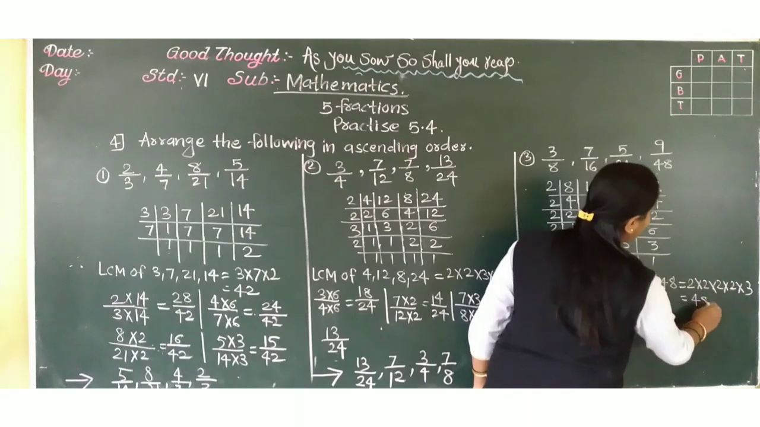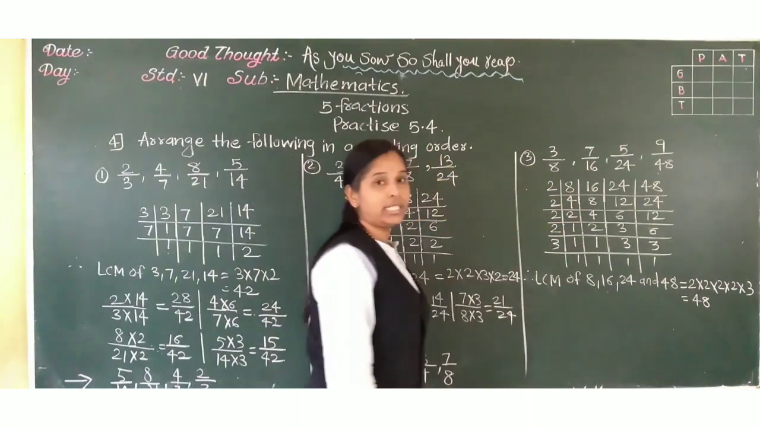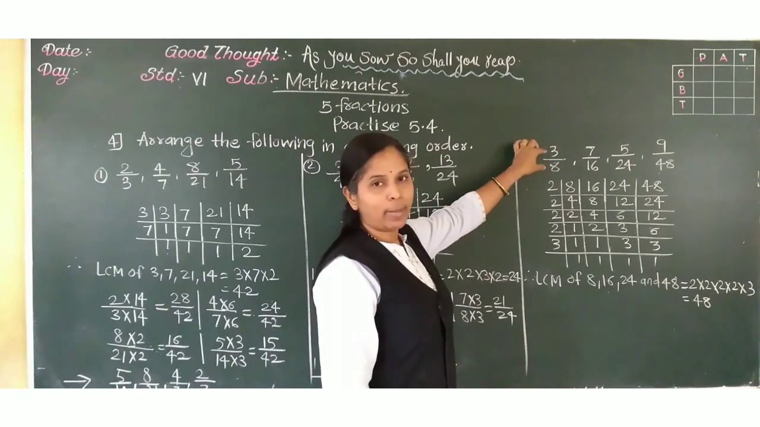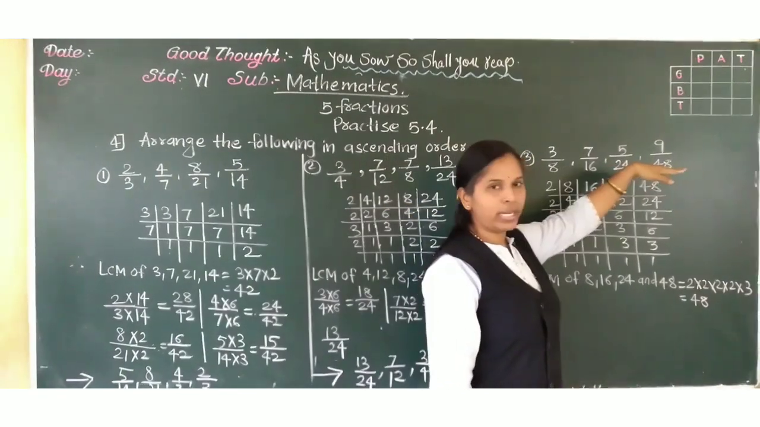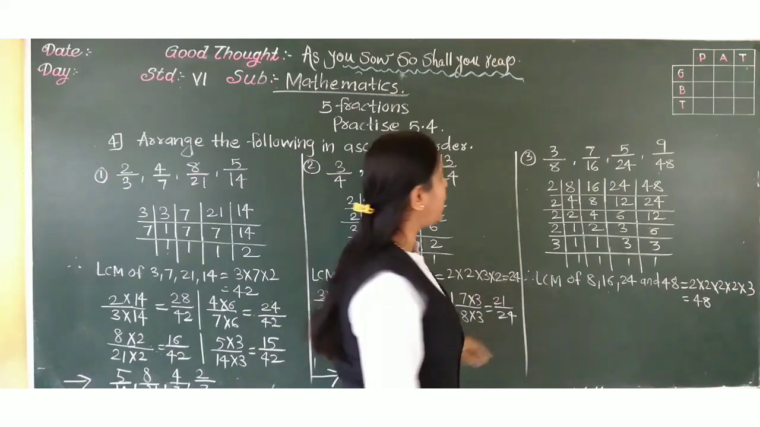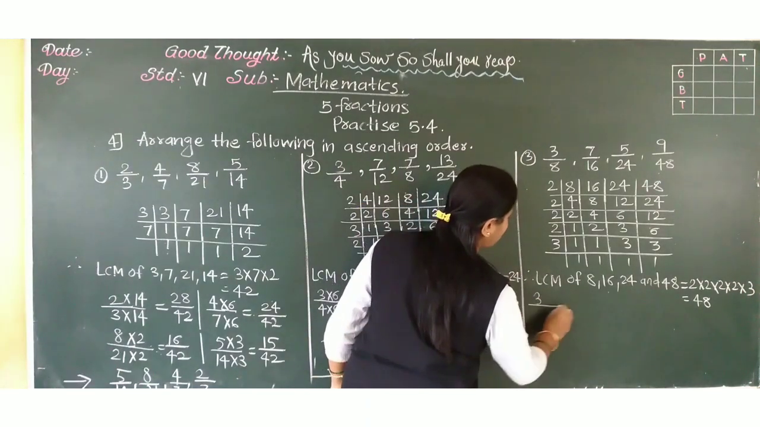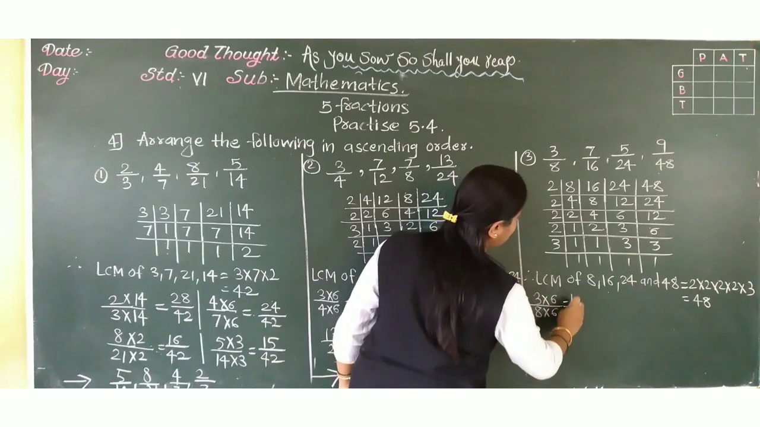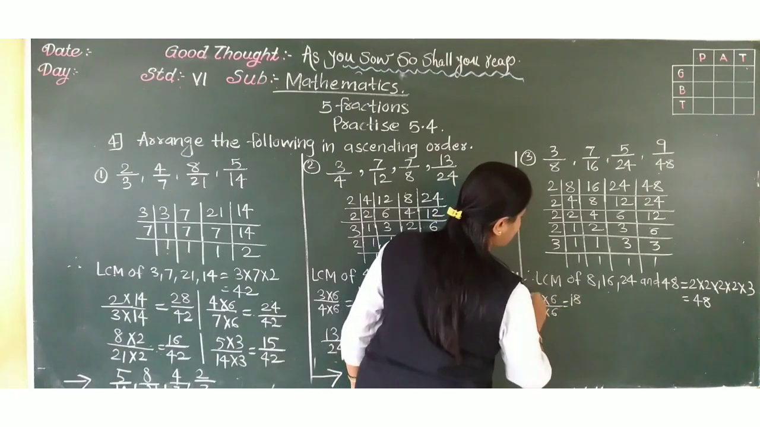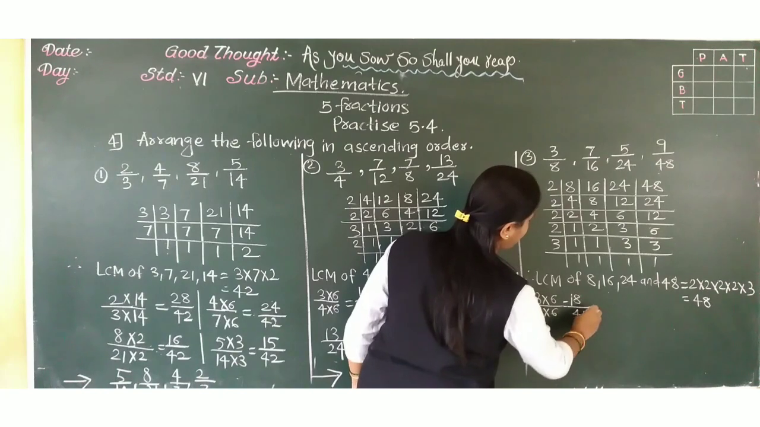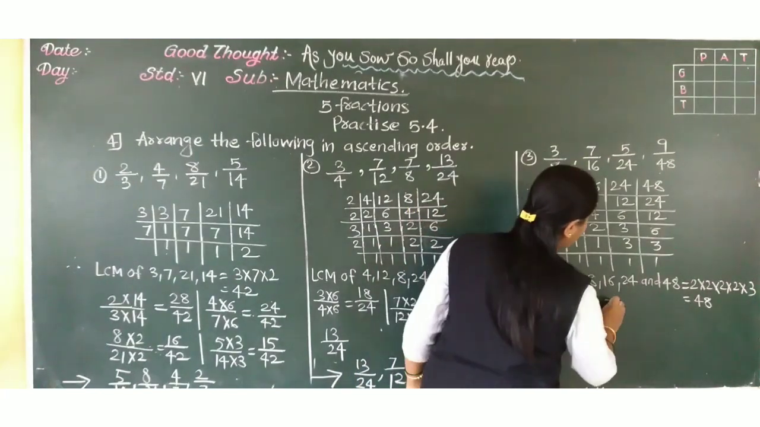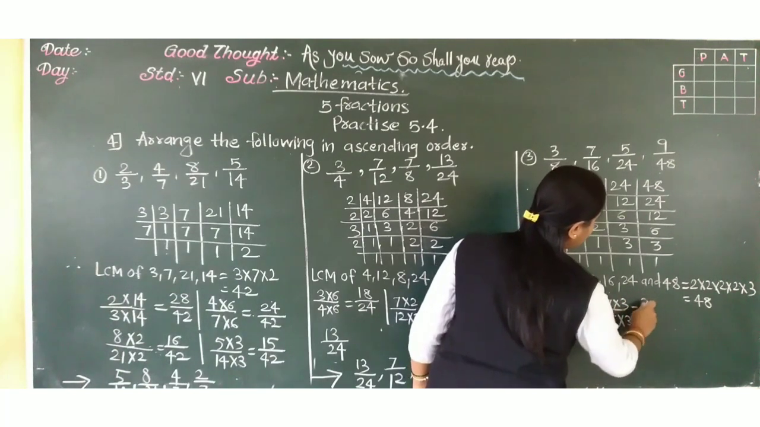So LCM is 48. Now the next step is we have to multiply this with a suitable number so that the LCM 48 will come at the denominator. So 3 over 8: 8 into how much is equal to 48? 8 6s are 48. Okay. Next 7 upon 16. So 16 3s are 48 here also.